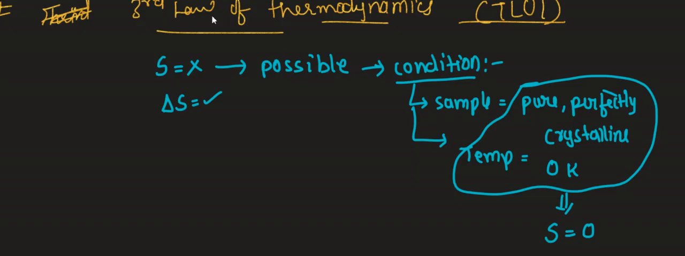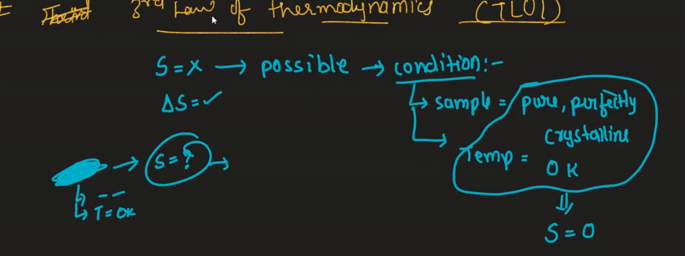For example, if I give you one sample and ask you to find the exact value of entropy, you have to apply the third law of thermodynamics. What does the third law say? The nature of the sample should be pure, perfectly crystalline. And at what temperature? At 0 Kelvin. After providing this temperature, what is the exact value you will get? The exact value was found to be 0.